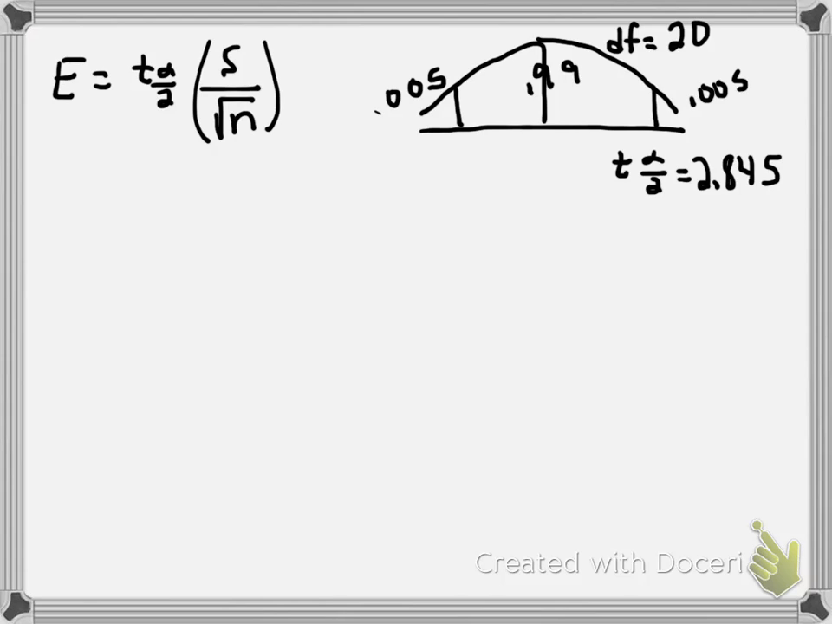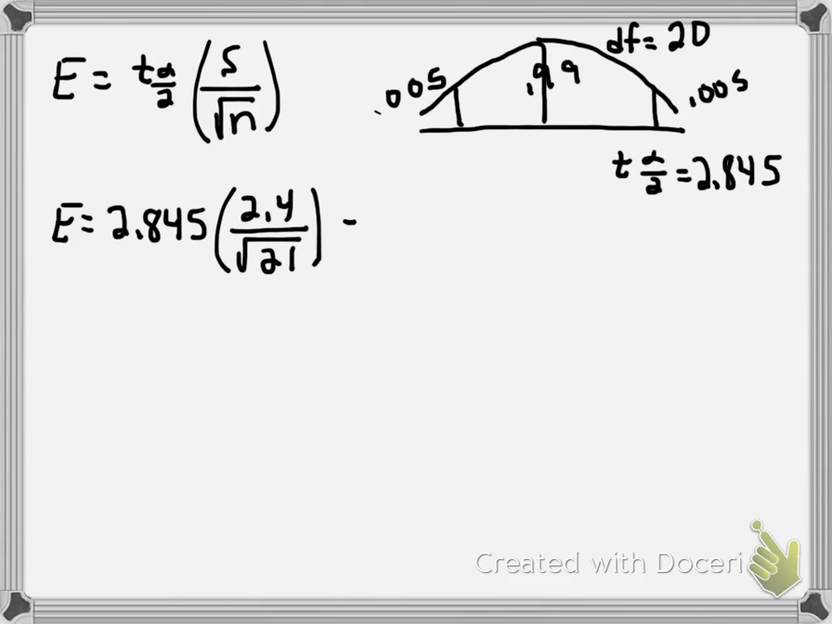And now we can find E. E is equal to the critical value we just found, 2.845, times the standard deviation they gave us, 2.4, divided by the square root of the sample size, which is 21. Now, in working this out on your calculator, you need to take 2.845 times 2.4 divided by the square root of 21. You should get a long decimal for the answer, so the question now is where to round E.